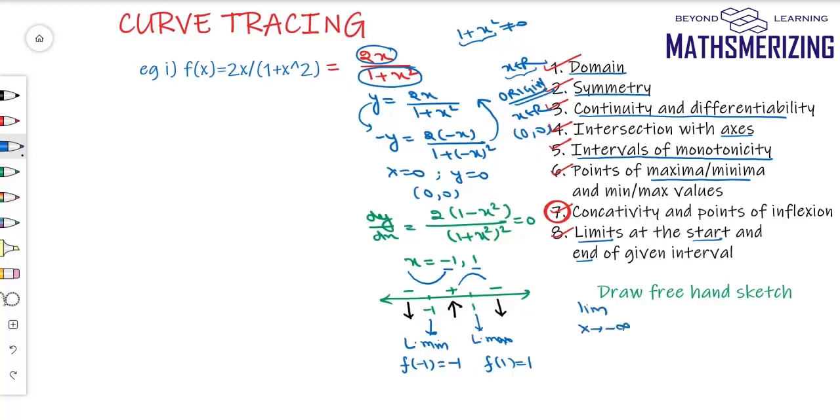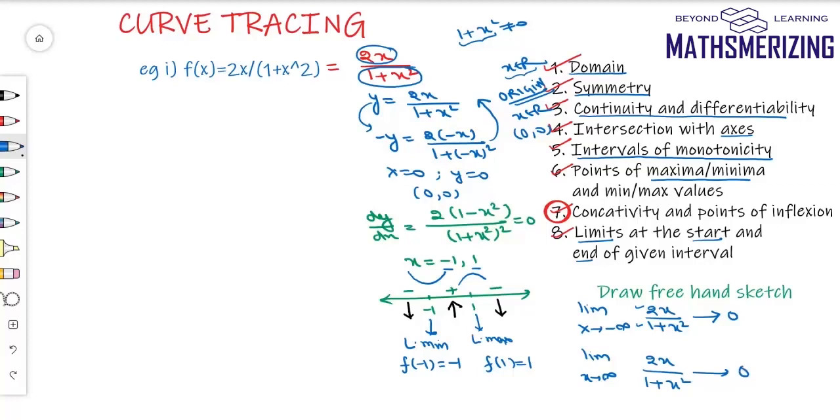Limit x tends to minus infinite, 2x upon 1 plus x square. Now degree of the numerator is less than degree of the denominator. So that means the limiting value of this function at minus infinite will be 0. In the same way, I can find limit when x tends to plus infinite of 2x upon 1 plus x square. Now this again will be 0.